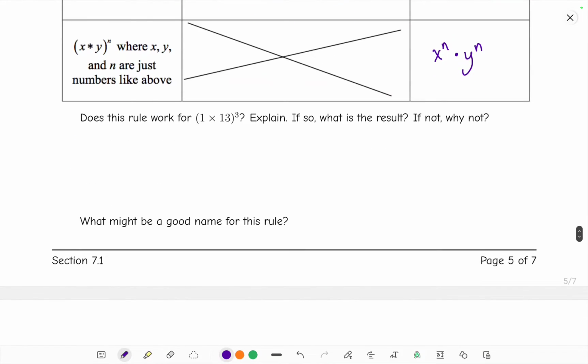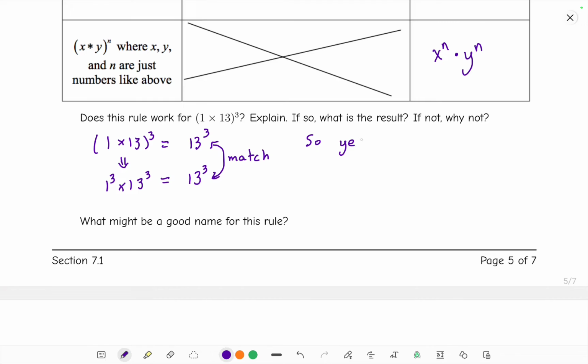Does this rule work for (1 times 13) to the third power? Explain. If so, what is the result? If not, why not? Well, let's see. (1 times 13) to the third power. Well, I know without the rule, this is 13 to the third. With the rule, it would equal 1 to the third times 13 to the third. But 1 to the third is just 1, and 1 times anything is just itself. So we get 13 to the third. So these match. So yes, the rule works.